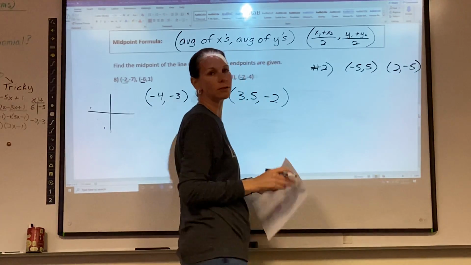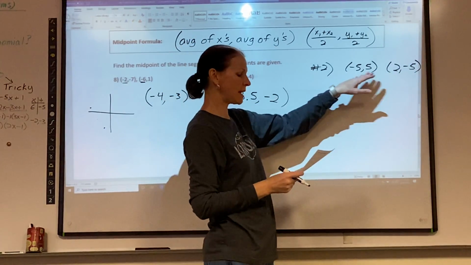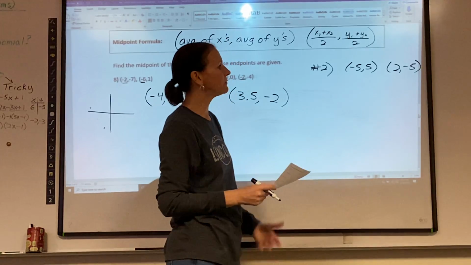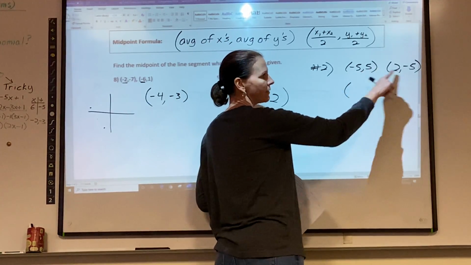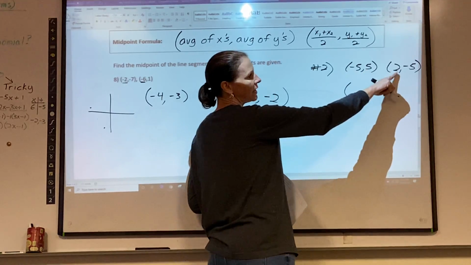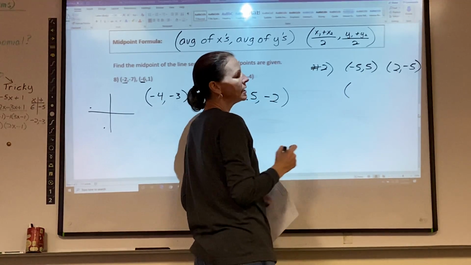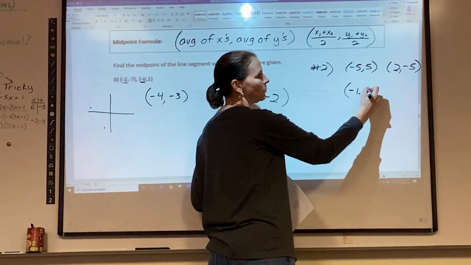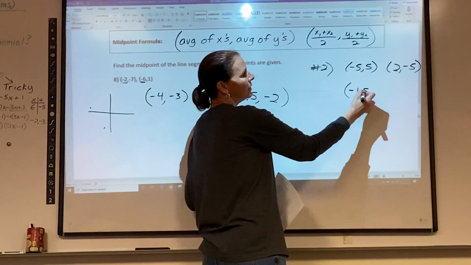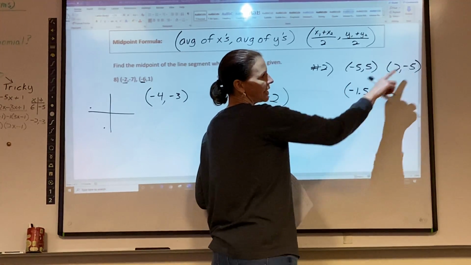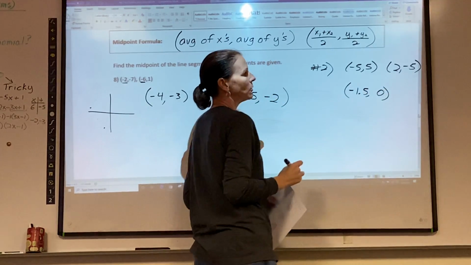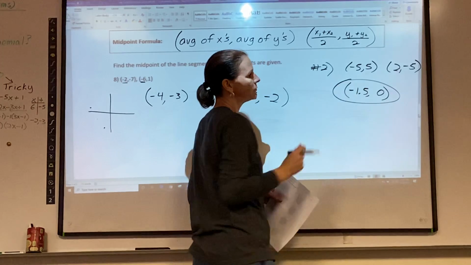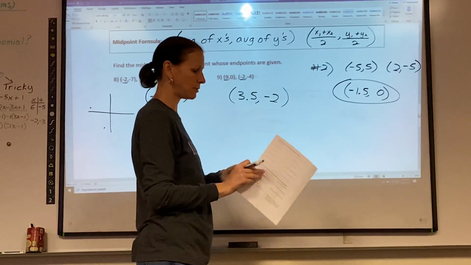So that will be the first thing you'll need to do, is figure out where your endpoints are located, and then to find the midpoint, once again, it's just average of the x's, average of the y's. So -5 plus 2 is -3, divide by 2, we get -1.5. Average of the y's, 5 plus -5 is 0, divide by 2, still 0. So the midpoint would be -1.5, comma 0.